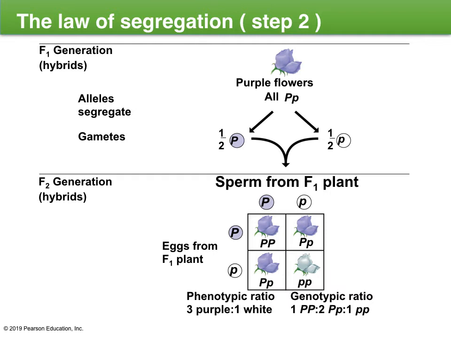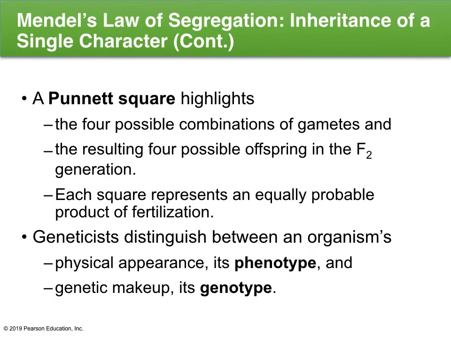So again, don't forget phenotypic ratio versus genotypic ratio. And as we've been using already in this chapter, Punnett squares are going to highlight the four possible combinations of gametes and the four possible offspring in the F2 generation. Each one of those four squares represents an equally probable product of fertilization. And again, we distinguish the products of these matings as what the phenotypes of the offspring are and what the genotypes of the offspring are.